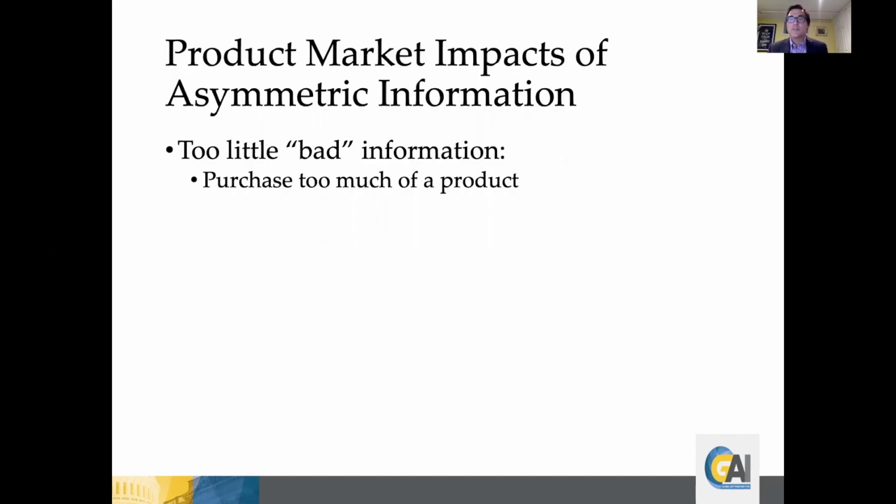So what does this mean for consumers? Because ultimately, what we care about is the product market impact of this. We can think broadly of two types of situations. We can have too little bad information. What does that mean? We don't know enough about the bad attributes, so we overestimate the quality of a good or service. What does that mean? We're going to purchase too much of a product.